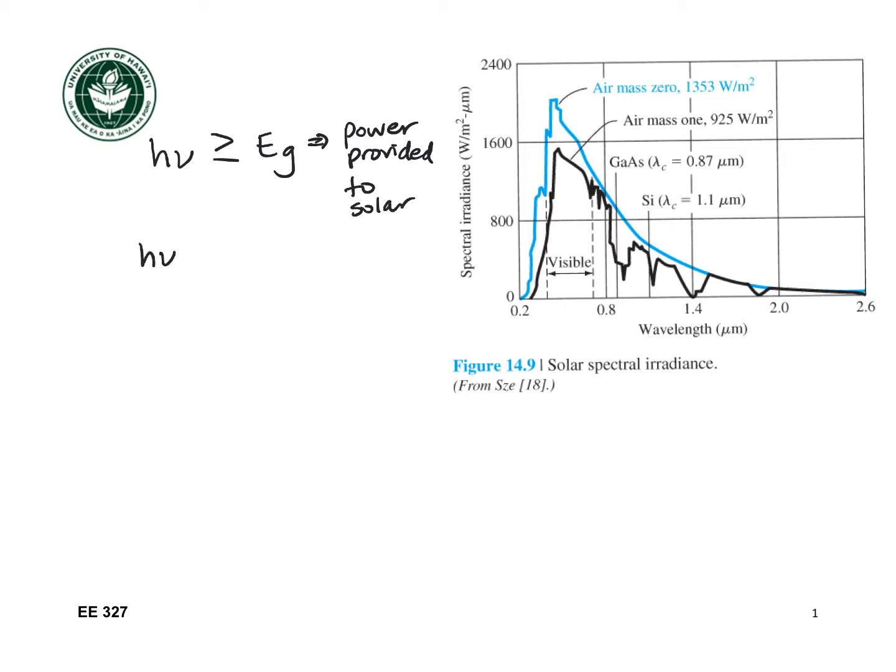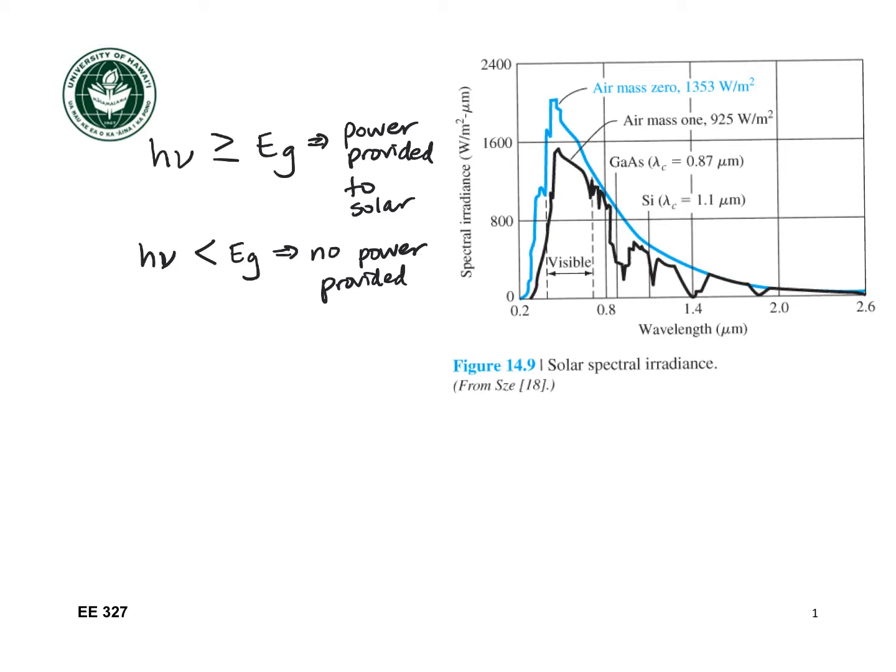But if the energy of the photon, h mu, is less than the band gap energy of the semiconductor making up the p-n junction, then that energy is insufficient to excite an electron from the valence band up to the conduction band, and it won't create an electron hole pair. So you won't get any power out of those photons if the energy of those photons is less than the band gap. So you want a band gap that matches the energy of the photons that make up this solar spectrum.